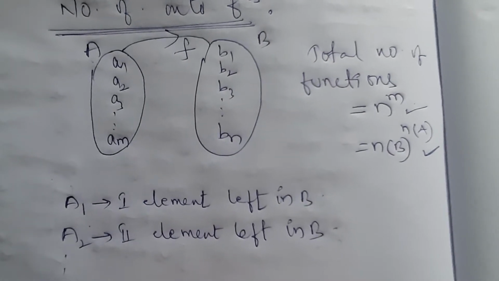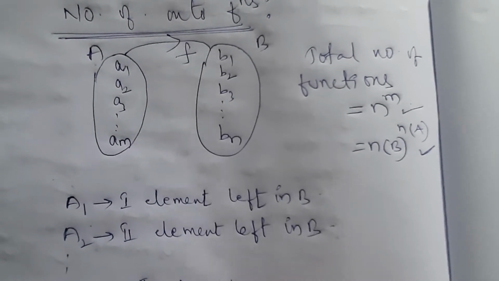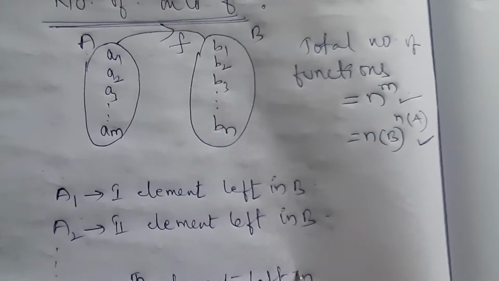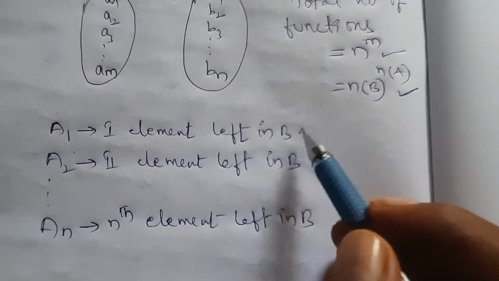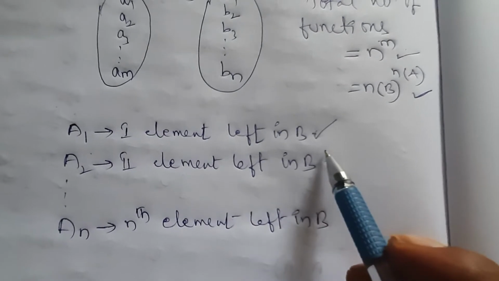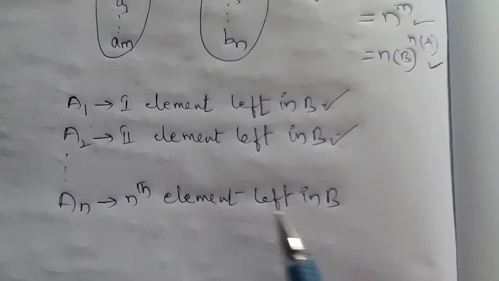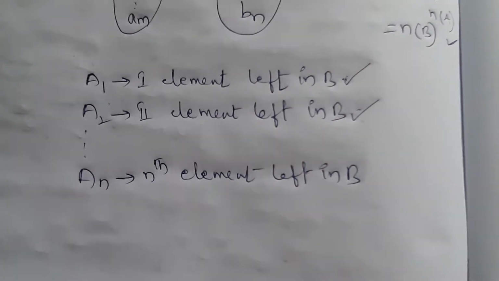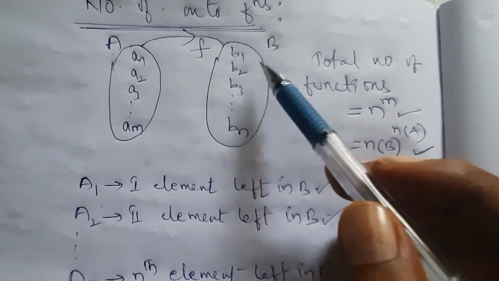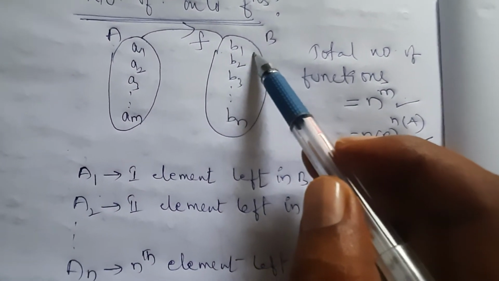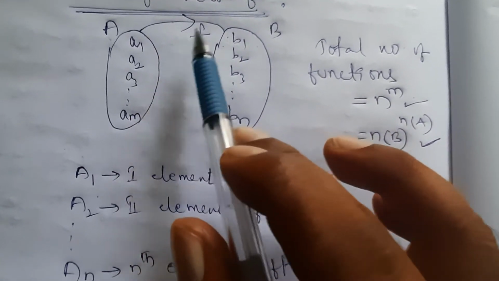Like that, An means the nth element left out in capital B. These are the events I have taken. A1 means out of all the functions, maybe the first element is left, A2 the second element is left, A3 the third element is left, like that An the nth element is left. But an onto function means no element is left in B. If you leave one element, that means for that particular element there is no preimage, and in that case it is not onto.